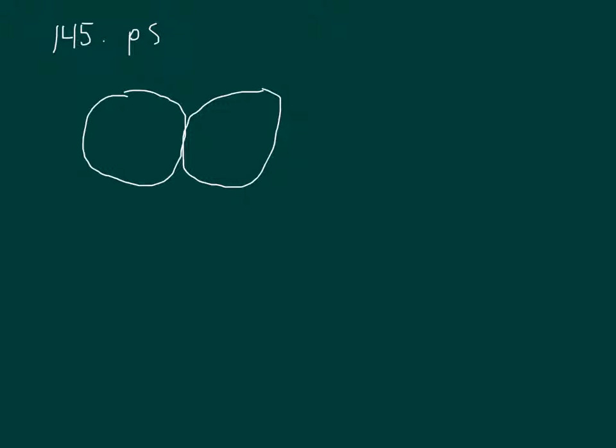This is number 145 in the quant book, and it's problem solving. And what we have is 3 tangent circles: 1, 2, and 3. And I've got the centers there. And I'm going to draw a solid line.